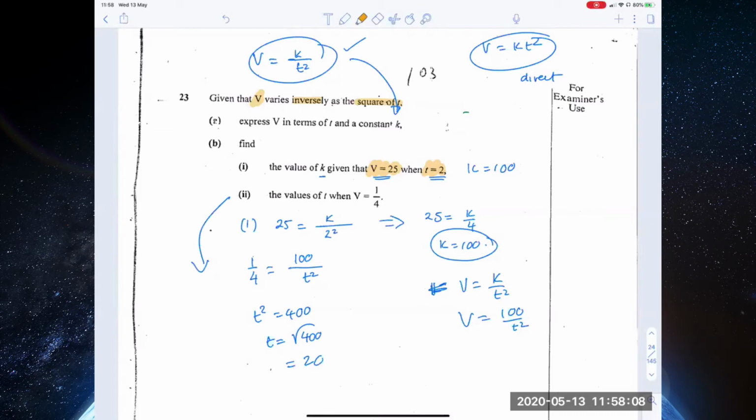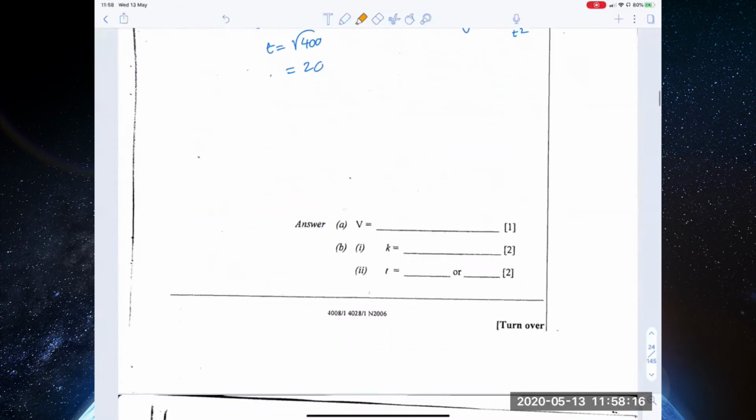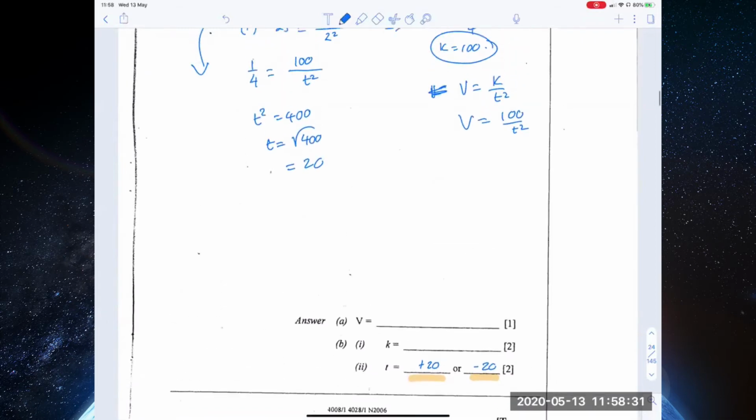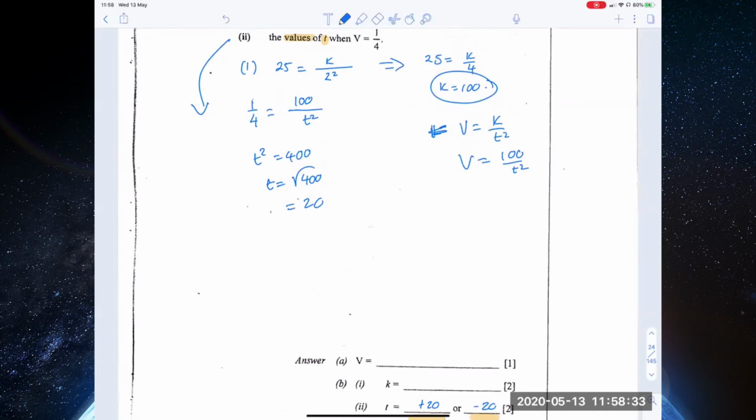Be careful because it says find the values of T. And if you look here, they say T is plus or minus. T is equal to plus or minus 20. Plus 20 or minus 20. Okay, so be careful there because you might lose a mark. So this is plus or minus 20.